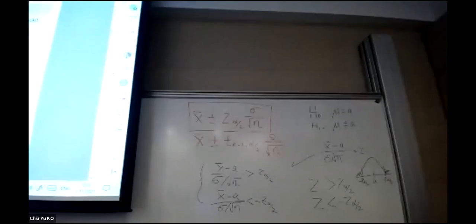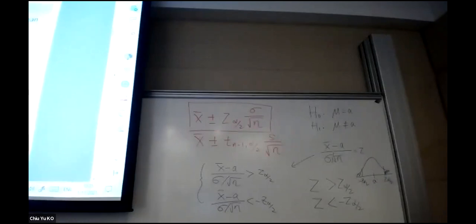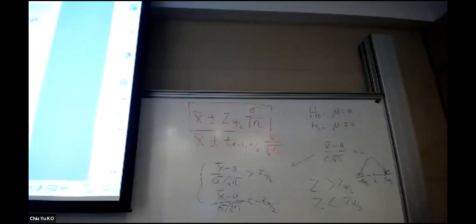The second one is X bar plus... right? So what does that mean? You reject if this thing happens. This is the UCL, this is the LCL, right? So if your LCL is less than A, you reject.